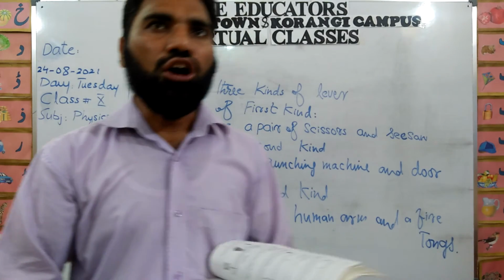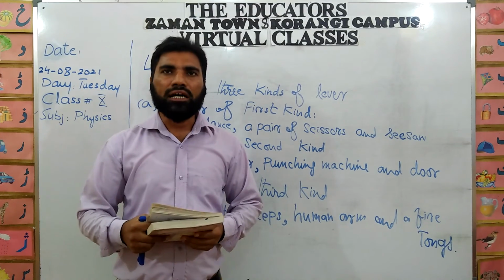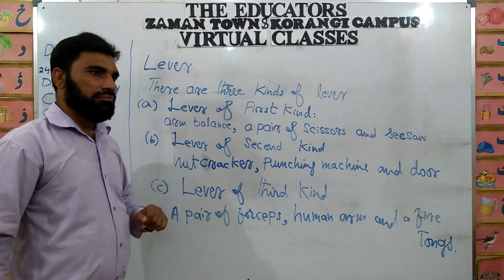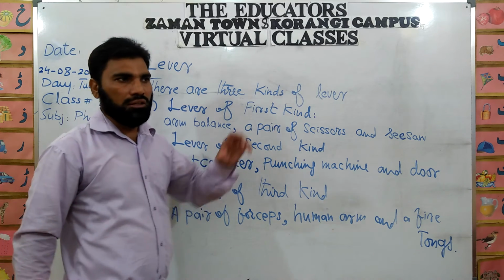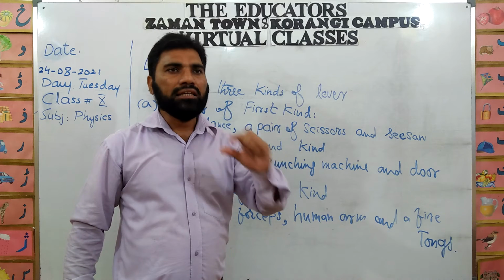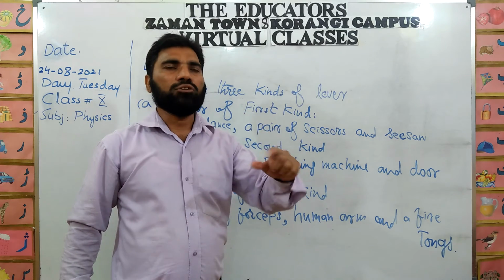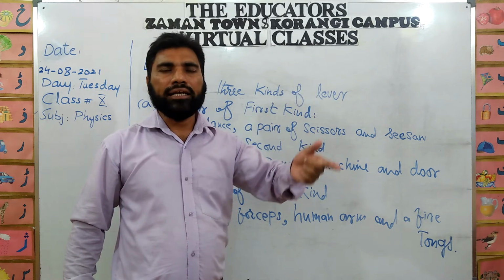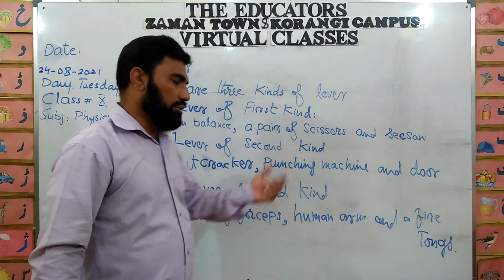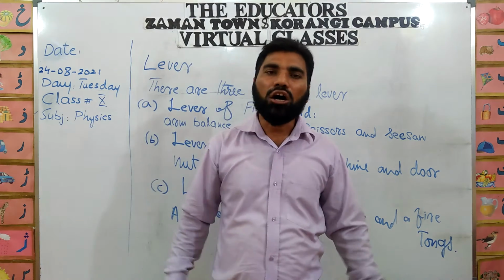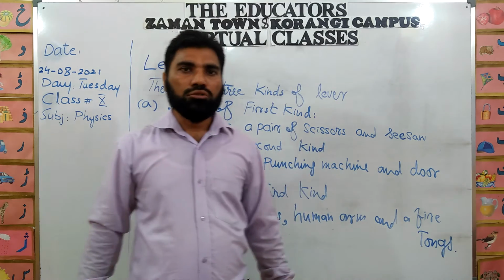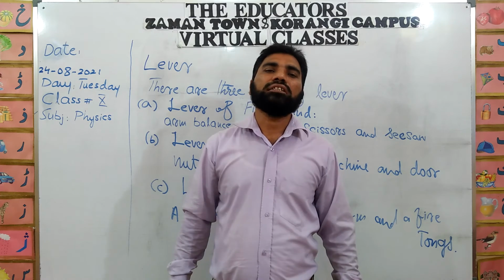Now, real examples of the second kind of lever. A nutcracker: you apply the force at the end, the nut is crushed in the middle, and it rotates about the other side. A punching machine is also an example of the second kind of lever. And a door is also an example of the second kind of lever.